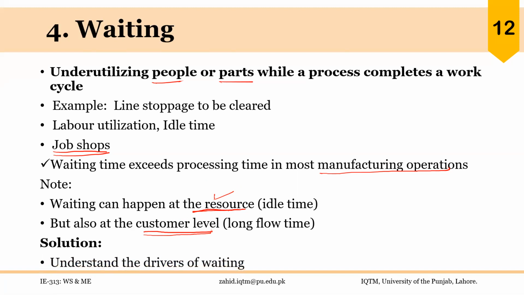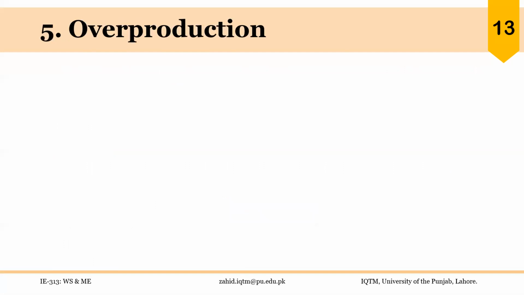There could be many drivers of waiting, so solving the problem of waiting is not straightforward. Waiting could be because of different reasons. It could be because of poor production planning. It could be because of poor maintenance of the equipment or machine. It could be because of poor forecasting of customer demand. So we have to first understand the drivers of waiting and then target to eliminate them.